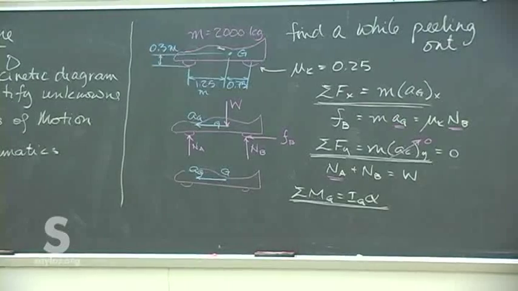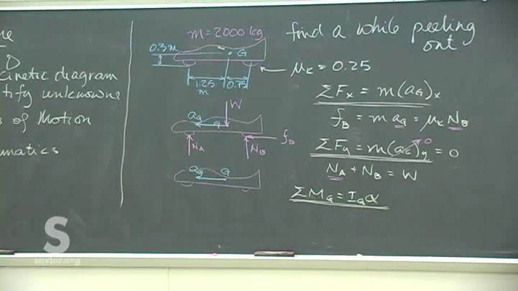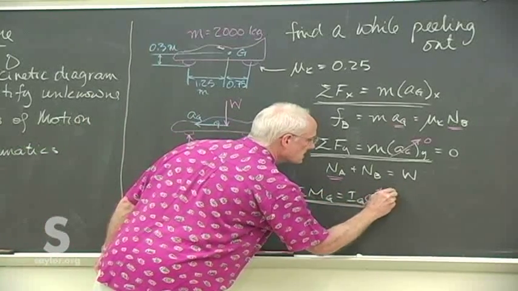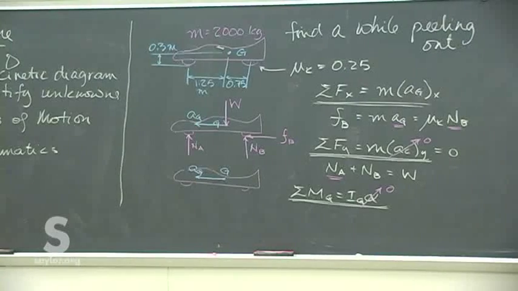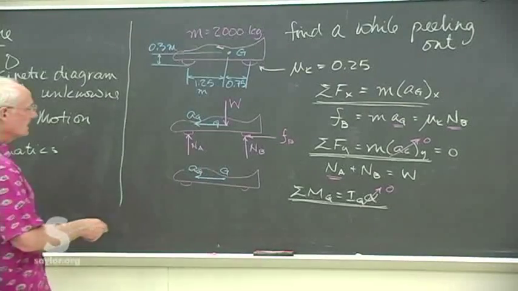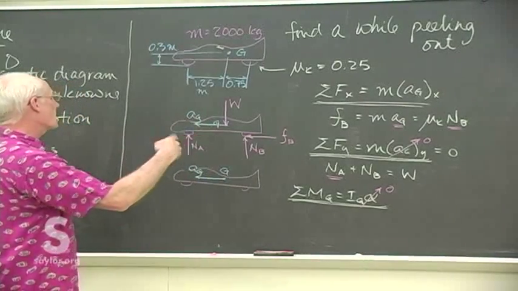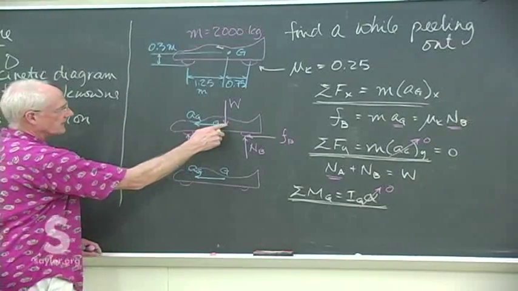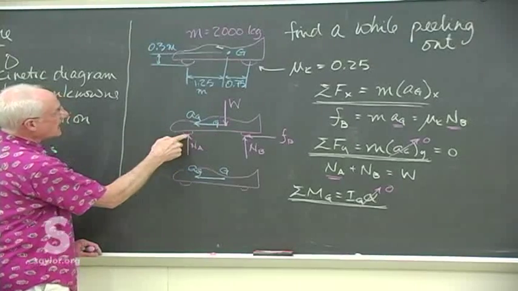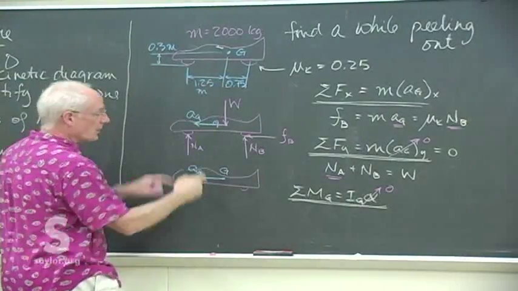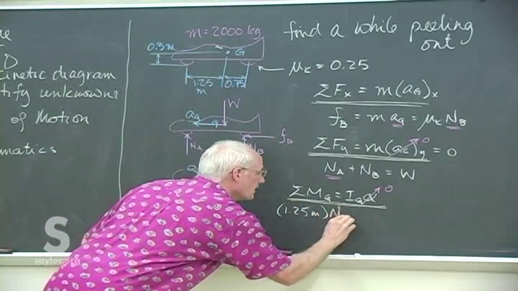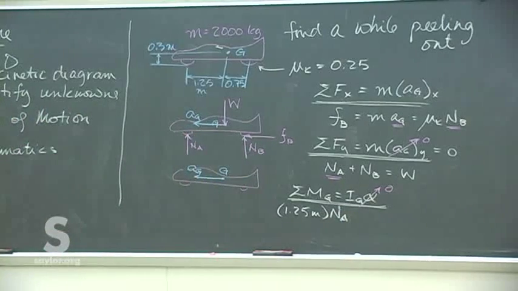So we'll sum the moments about G. We don't want any angular acceleration with respect to the center of gravity, so we know that's zero. Since they sum to zero, we'll do clockwise moments equal counterclockwise moments, so we won't have any minus signs. So about G, we have NA times 1.25. That's the moment arm for the normal force NA.